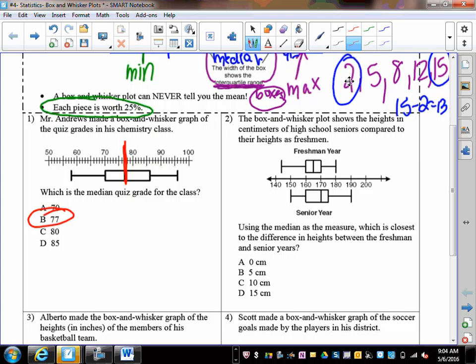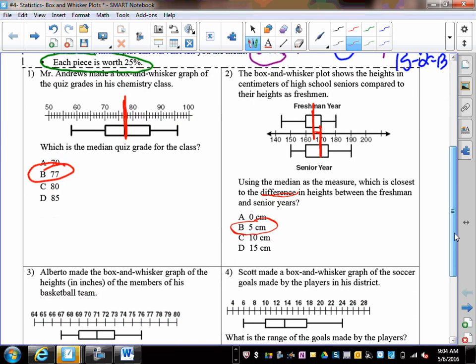Again, median is located where? Before I get to the answer, where is your median located? Come on, guys. The middle line. Let's go. My median here is 170, and this looks to be about 165. And difference means we're going to do what? Add, subtract, multiply, or divide. Subtract. So what's the difference here? Rachel, go ahead. Very good. 5 centimeters. Good. All right.